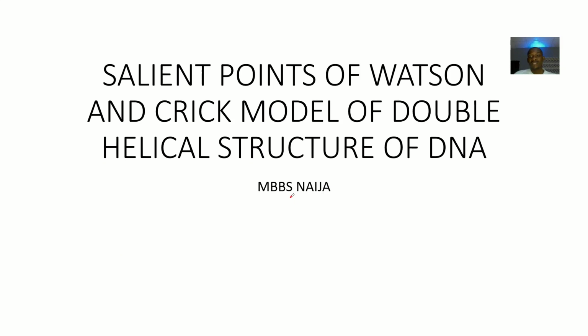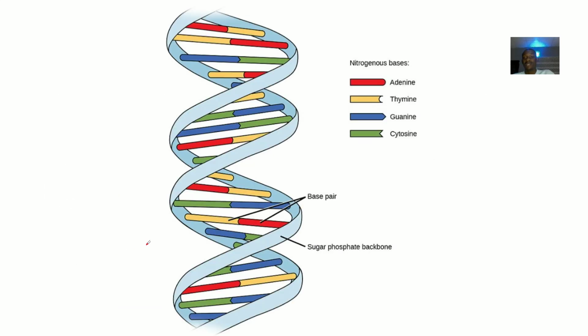So they could ask it directly, or they could include the name of Watson and Crick, because they're the ones that actually proposed the double helical structure of DNA, saying that DNA has two strands like this. So what do salient points or salient features mean? Salient features simply means some characteristics that are unique to this thing, that once you see it, you just know that this is DNA.